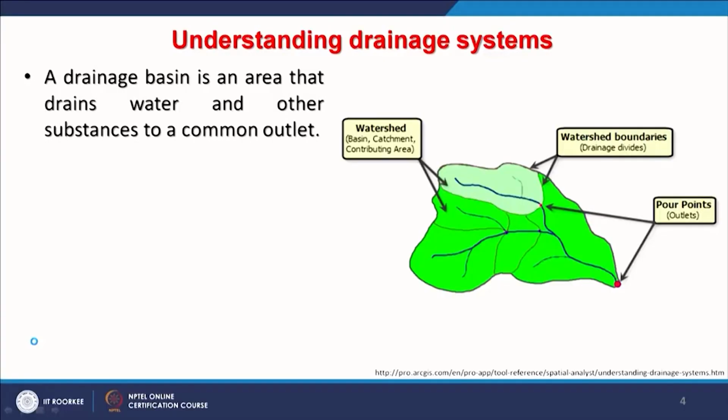Here are some terminology which we will be using. Those who are not familiar, for them it is fresh, but for those who know it, it is refreshing. The important point here is the outlet of the watershed, and this topographic height, which is creating a topographic boundary, is called the watershed boundary or drainage divide. Why drainage divide? Because whatever drainage network we are seeing is all contributing to this outlet.